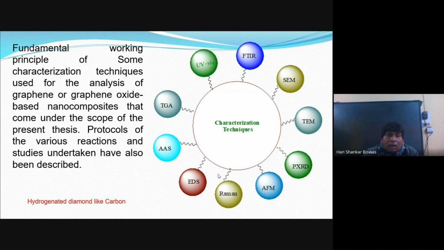And I synthesized the hydrogenated diamond-like carbon. This is a new material, though, because you know graphene, graphite, graphene oxide, various types of materials, new materials, they won the Nobel Prize also. But diamond-like carbon is actually the intermediate of graphene and graphene oxide, because it is hydrogenated graphene also. Okay, so I synthesized this type of material and I characterized it, and it is very near to diamond also.